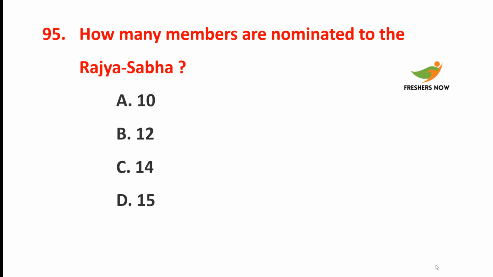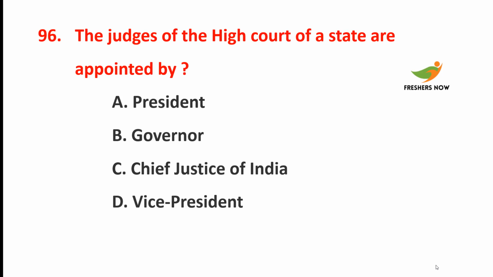95th question. How many members are nominated to the Rajya Sabha? And the answer is B, 12. 96th question. The judges of the High Court of a state are appointed by? And the answer is President.